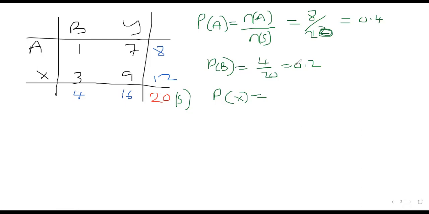All right. So let's go to probability of X. 12 over 20. Correct. 12 over 20, which will give us what? 0.6. All right. Then probability of Y. 16 over 20, yeah? Is 0.8. Is that clear?